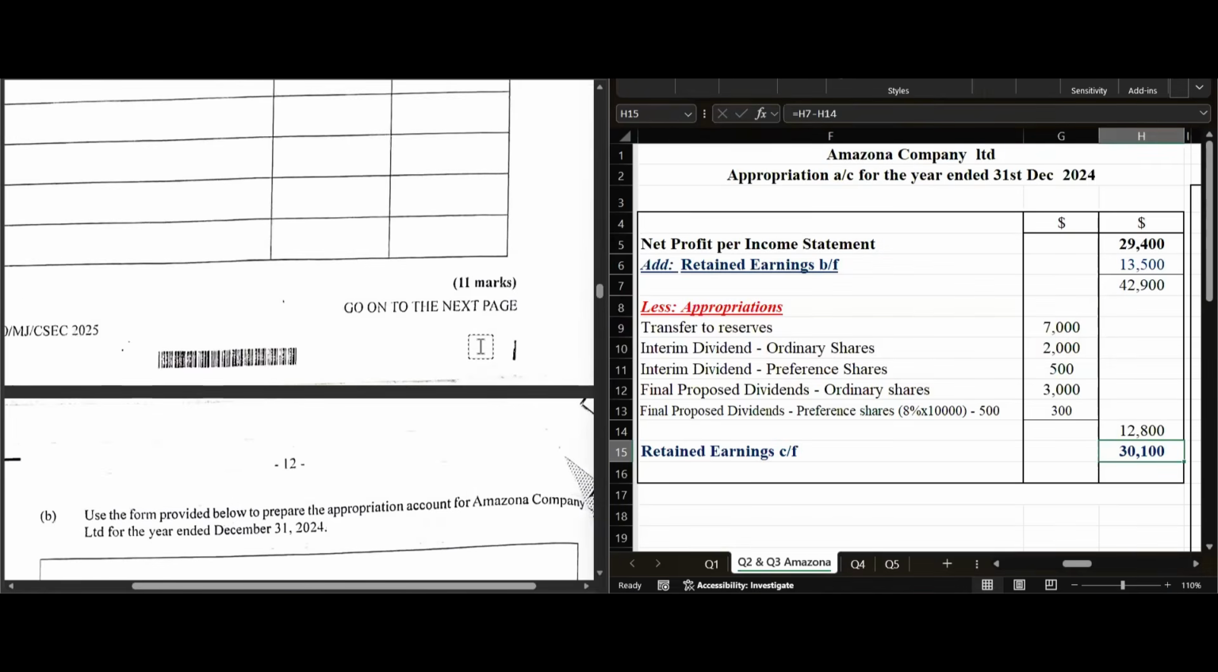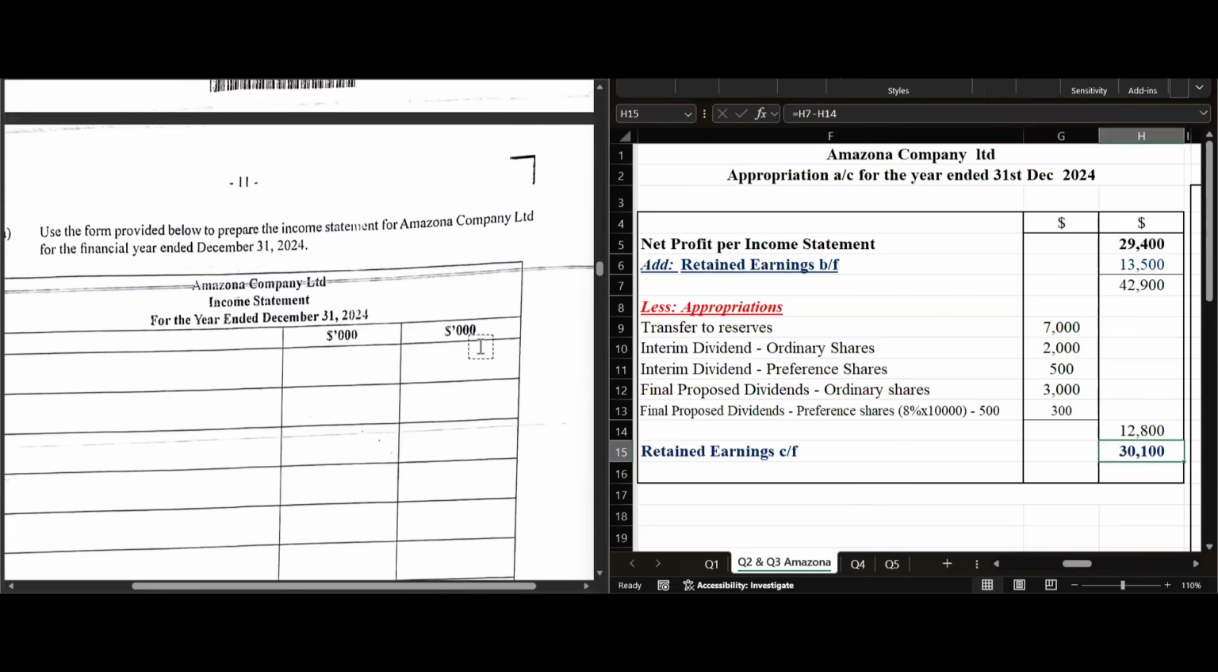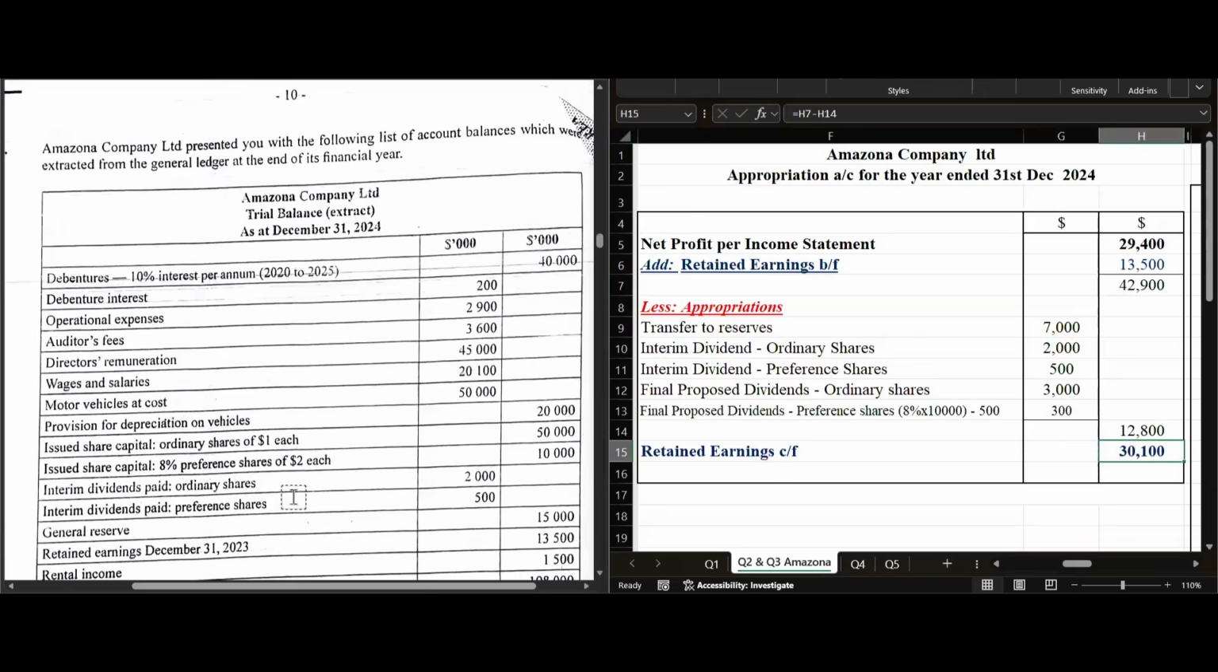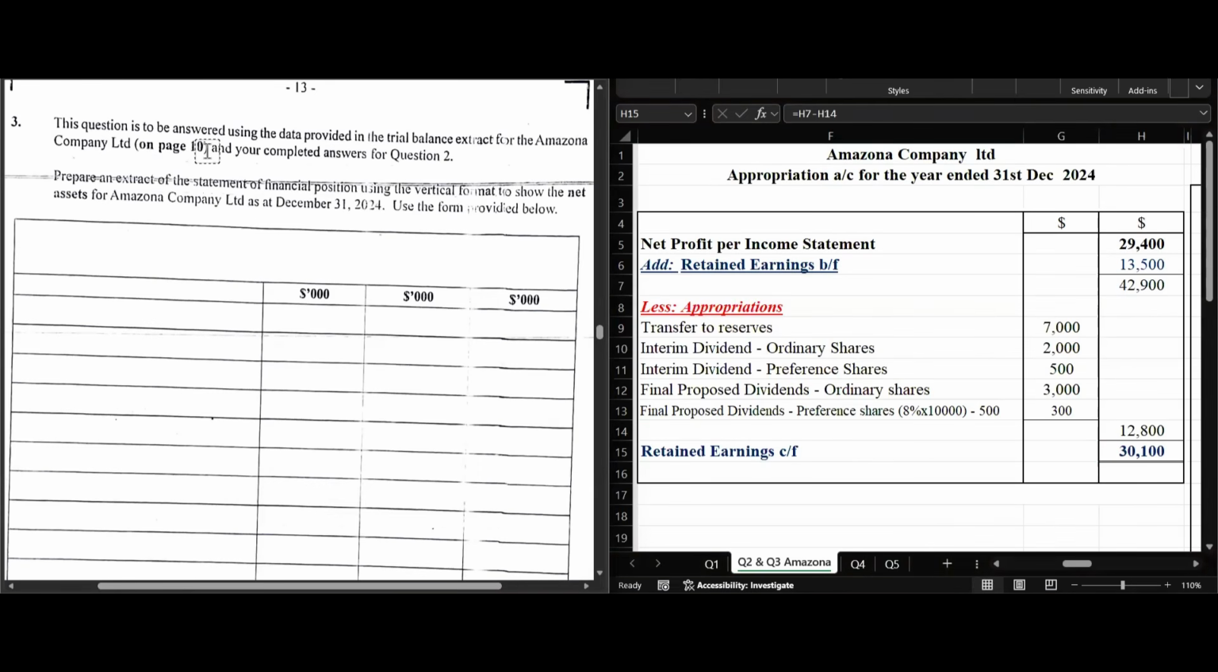So this was question 2. Question 2 was the income statement for 11 marks and the appropriation account for 9 marks. Not bad at all, guys. Hope you guys understood that fully. Question 3, look at this, guys. Pretty interesting. Question 3 is asking us to take the data provided above in question 2.